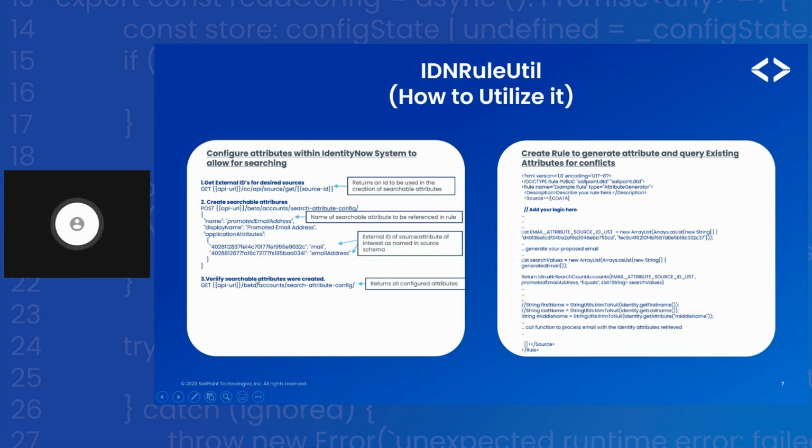And then also you want to make sure you can verify that those attributes were created, so that'll be one less thing to worry about if you do run into issues. You'll know at least that you'll have your searchable attributes there. Once you have your searchable attributes in place, you want to actually go to the creation of the rule and then query the attributes for conflicts.